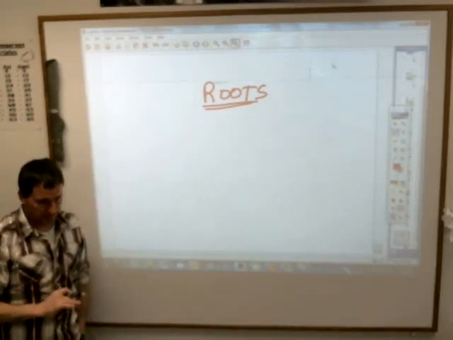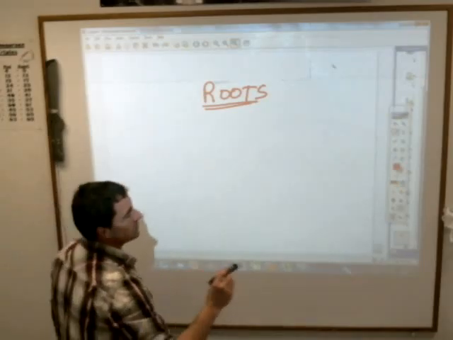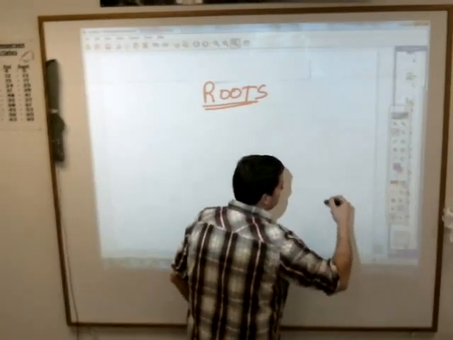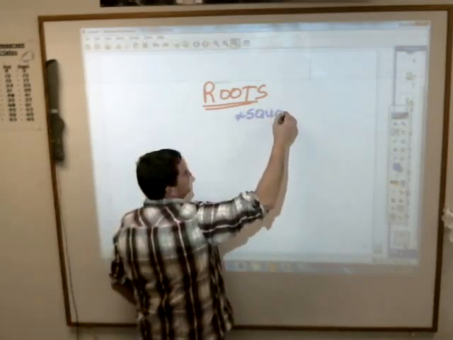They're the backwards of it, in other words. Okay, and today we're just going to talk about square roots. There are other roots we'll talk about later, but today we're just going to talk about square roots.